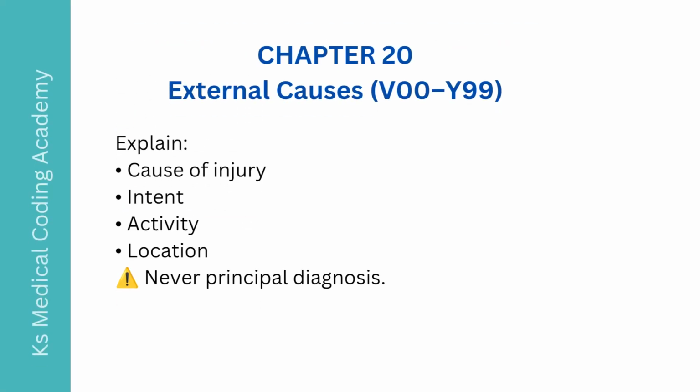Chapter 20. Chapter 20 includes external causes of morbidity, coded from V00 through Y99. These codes explain how an injury occurred, including the cause, intent, activity, and place. External cause codes can never be the principal diagnosis.